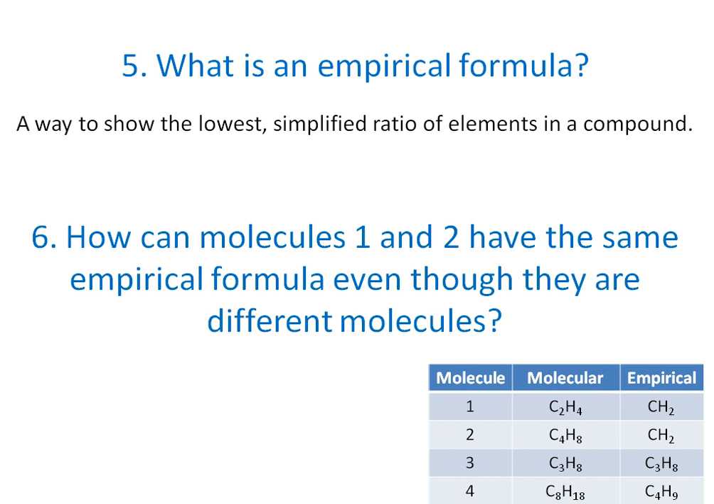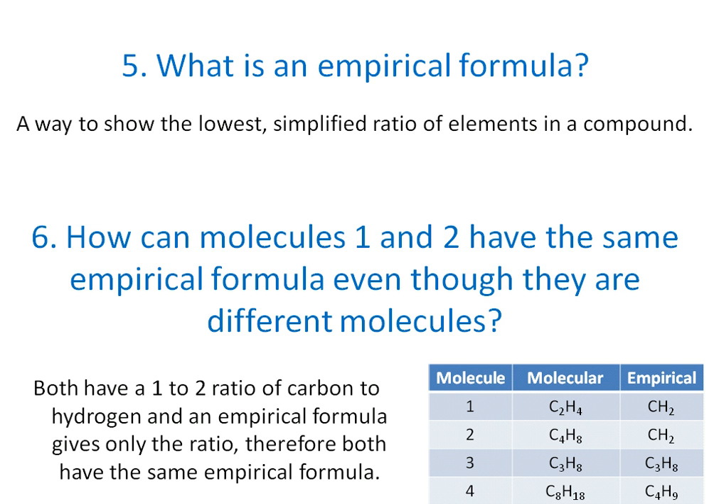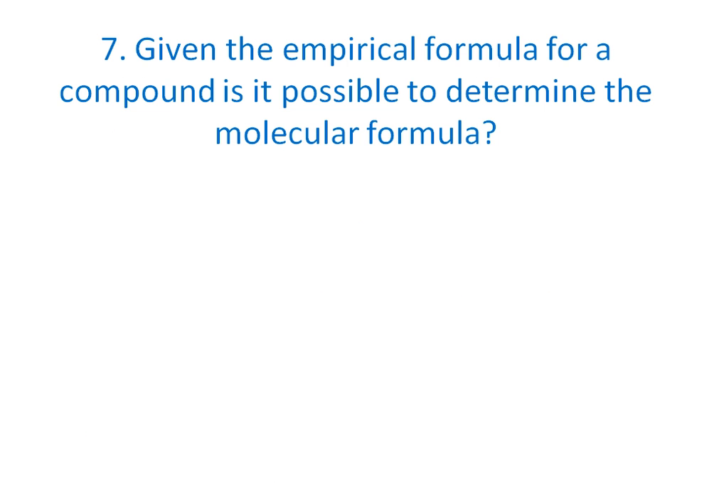How can molecules 1 and 2 have the same empirical formula even though they are different molecules? So if you look at the data table, you see that molecules 1 and 2 both have an empirical formula of CH2, but their molecular formulas are different. For molecule 1, it is C2H4. For molecule 2, it is C4H8. So to answer the question, both have a 1:2 ratio of carbon to hydrogen, and an empirical formula gives only the ratio. Therefore, both have the same empirical formula, but different molecular formulas.